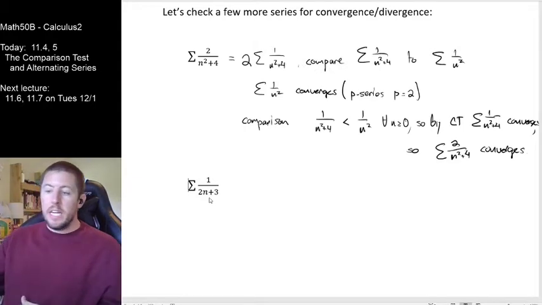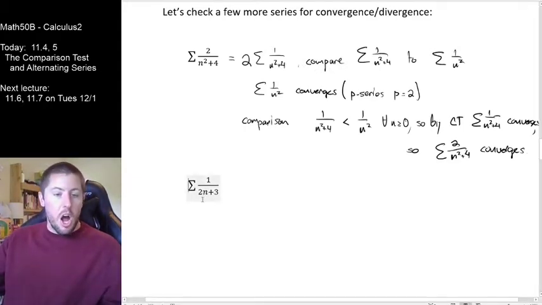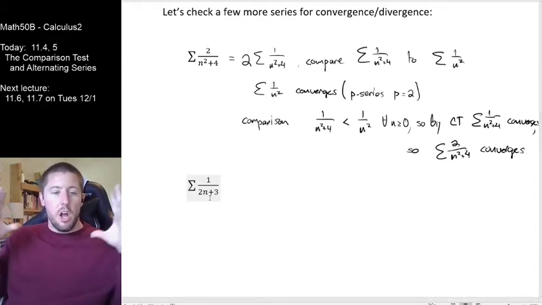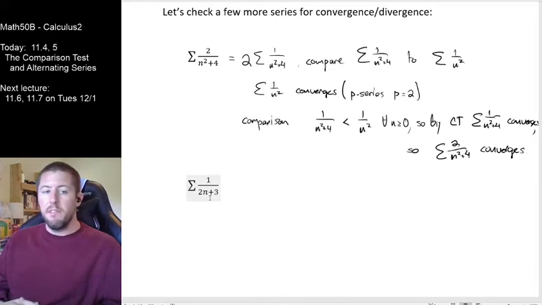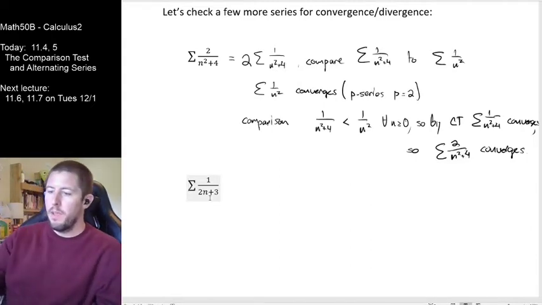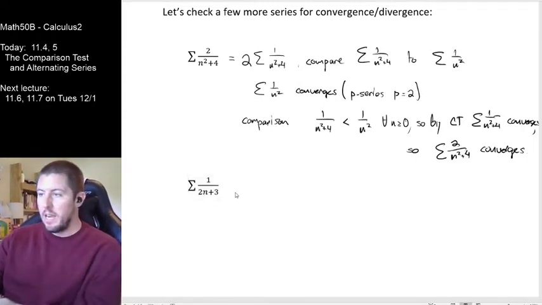What I can see here is that all of these denominators are going to be larger than just the number n. It's 2 times n plus 3. So all the terms in this series are smaller than the terms of the harmonic series. But are they smaller enough to make it converge? It's not clear to me. So let's take a look at this thing with the comparison test right here.